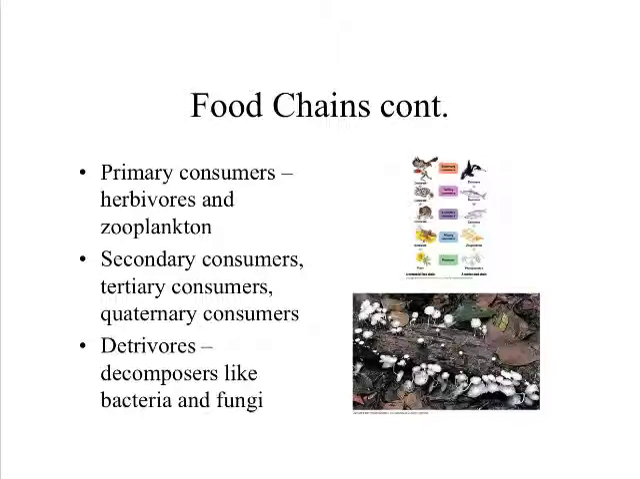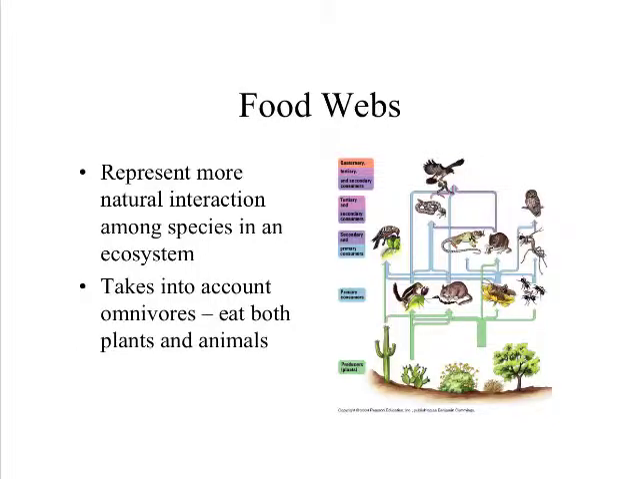Detritivores are decomposers like bacteria and fungi, so they're the recyclers of the ecosystem. They'll take all the dead plant and animal matter and recycle those nutrients back into the soil. So food chains show the trophic structure in one direction: plant to mouse to snake to hawk, okay?